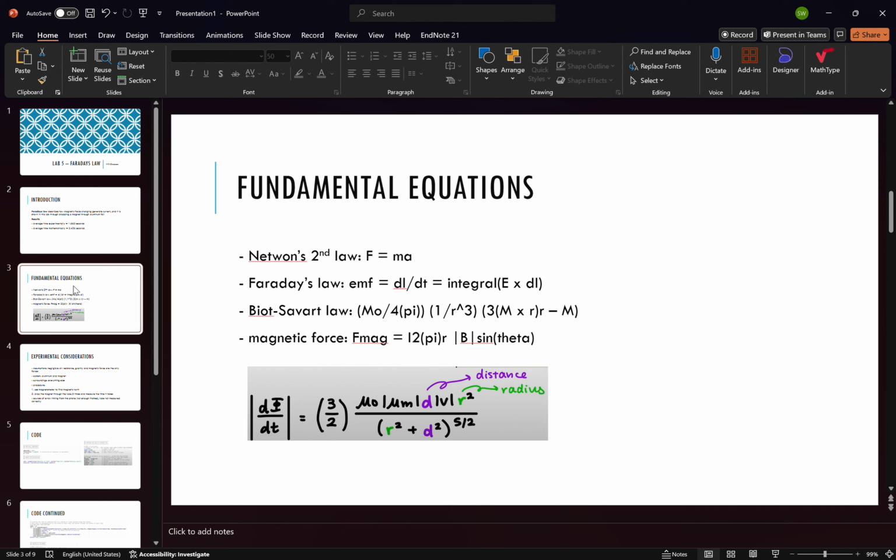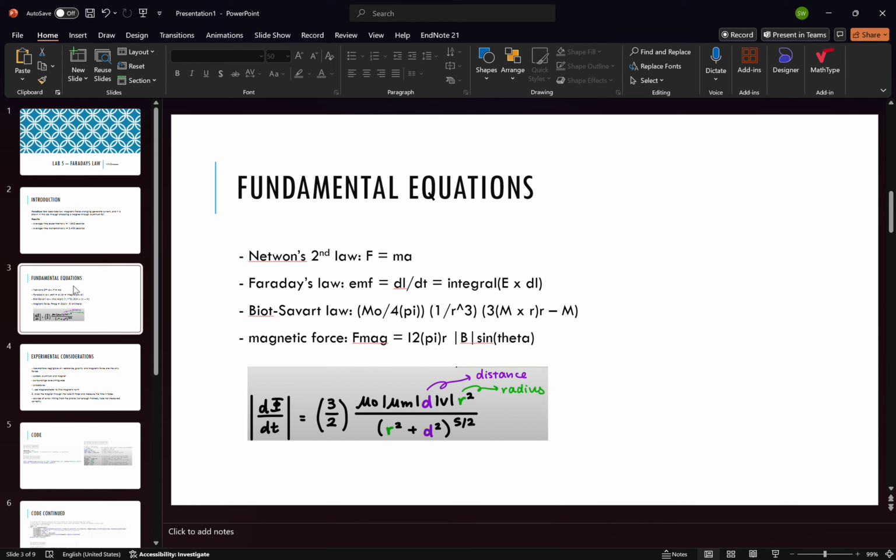The fundamental equations used in this lab were Newton's second law, force is equal to mass times acceleration. Also, technically, Newton's third law, where a force is met with an opposite and equal force, because of the EMF, or the current, that's generated due to the changing magnetic field.